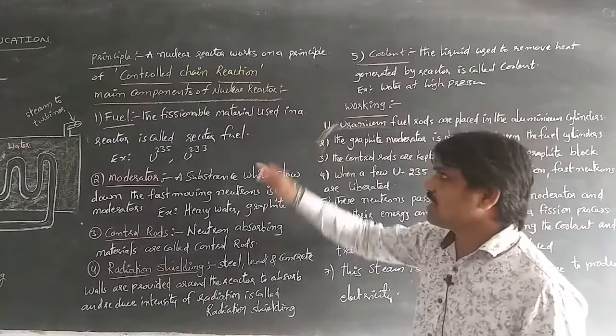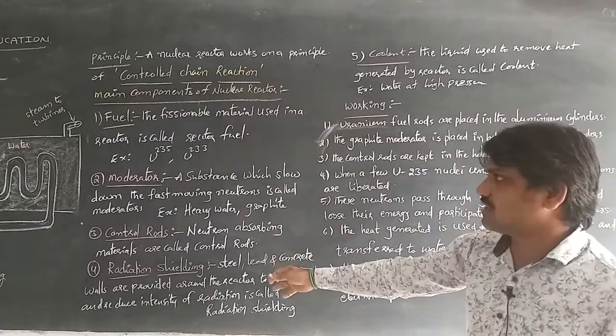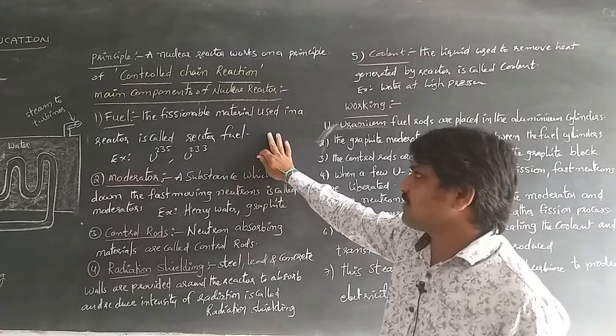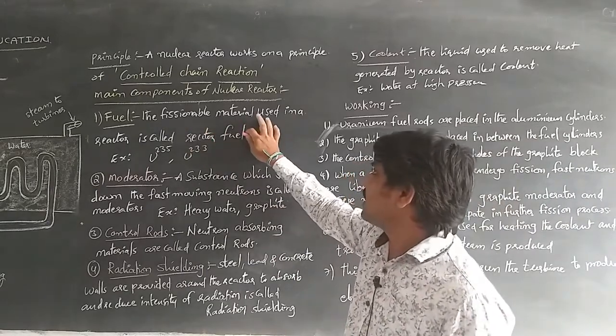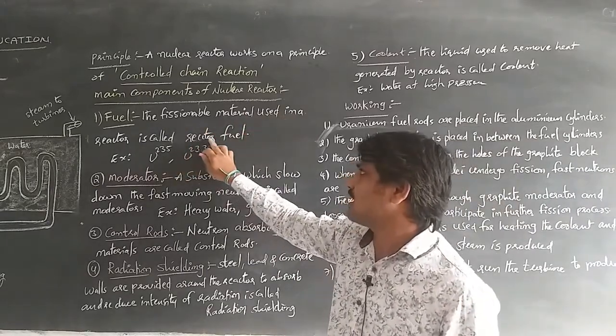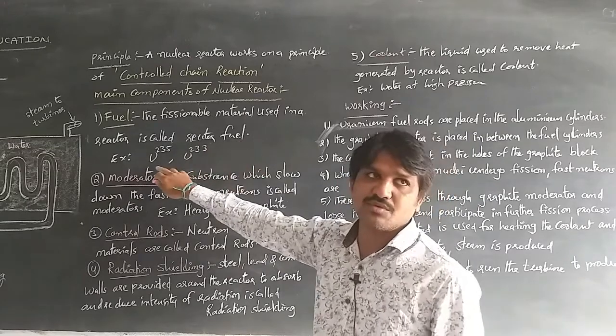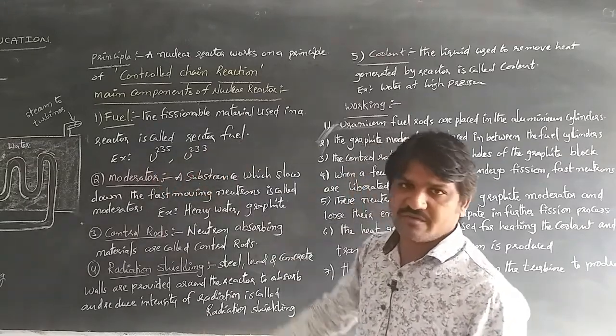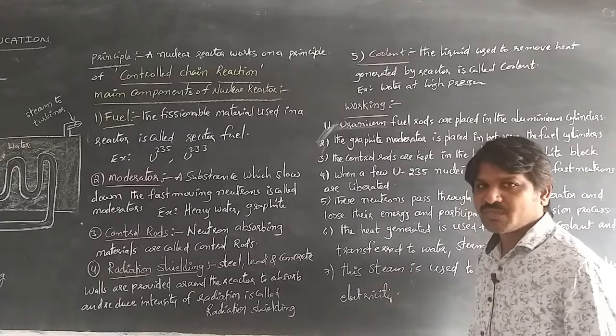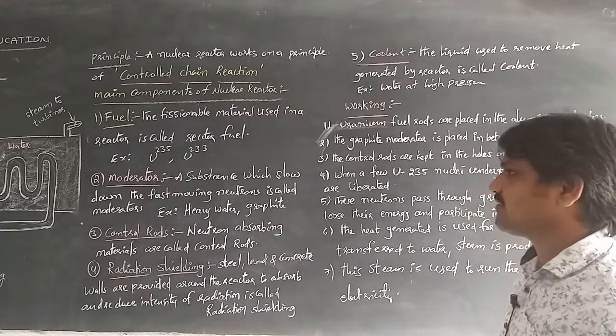The main components of a nuclear reactor are these. First, the fuel. The fissionable material used in a reactor is called the reactor fuel, which is uranium-235 or uranium-233. Both are fissionable materials used in aluminum cylinders for the fission process.